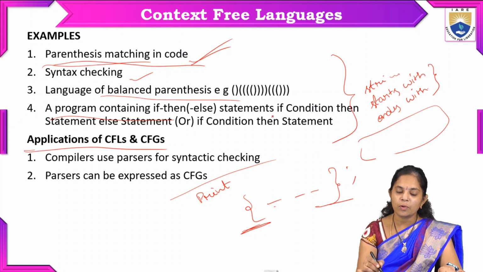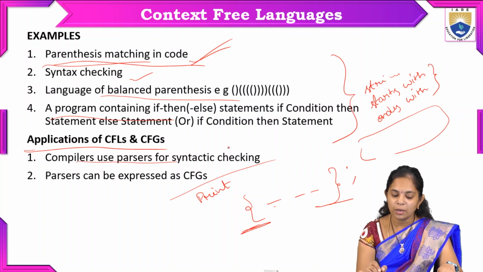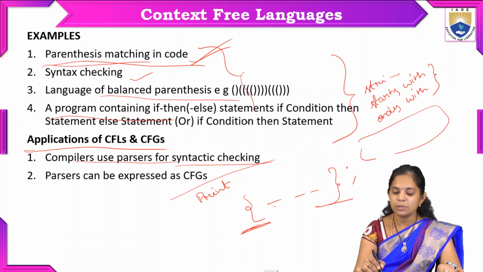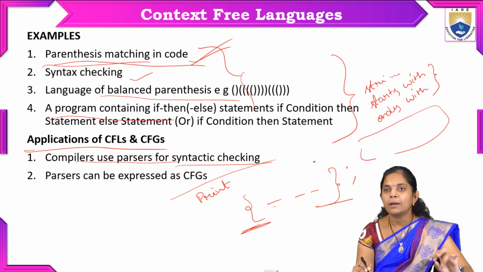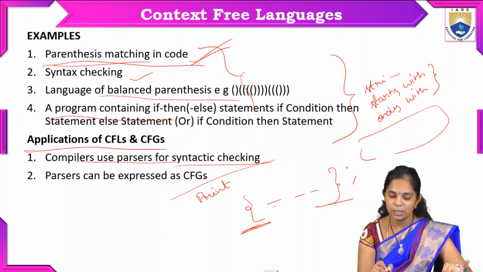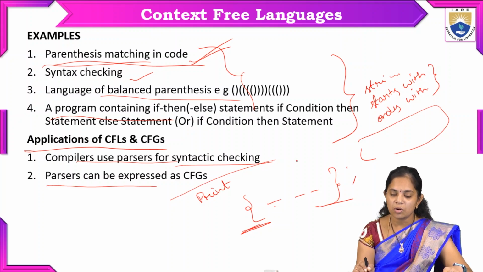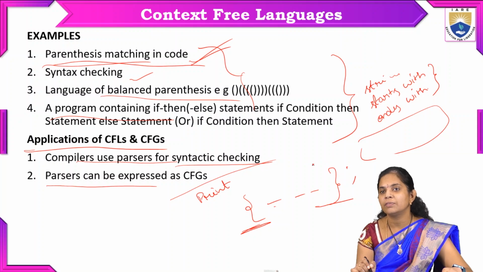And applications of context free languages and context free grammars: compilers use parsers for syntax checking. These are the examples where we can use them. In compiler design, we check the syntax, and there we can use context free languages or context free grammars. Parsers can be expressed as CFGs. So the parsers can be expressed as context free grammars. These are the examples and applications of context free languages.